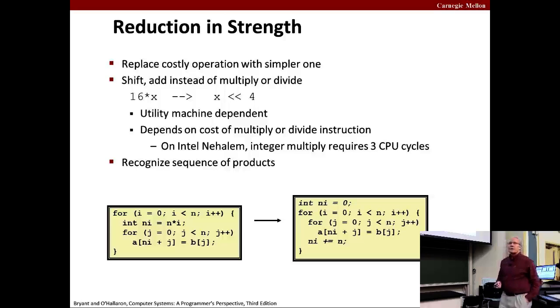Another one, and we've seen this already, is when GCC turns a multiplication or a division by constants into shifting and adding operations. We've seen examples of that.